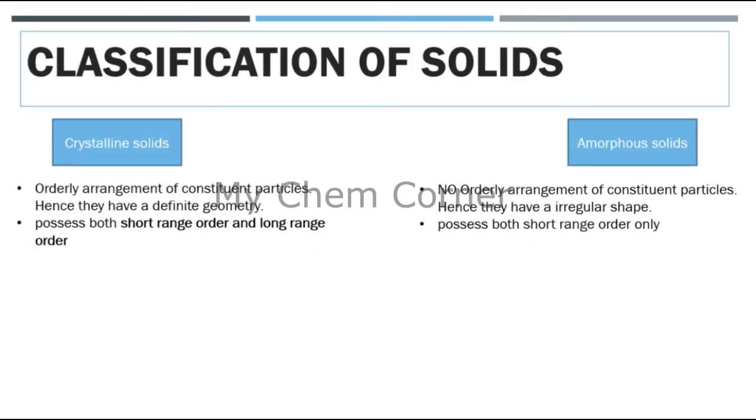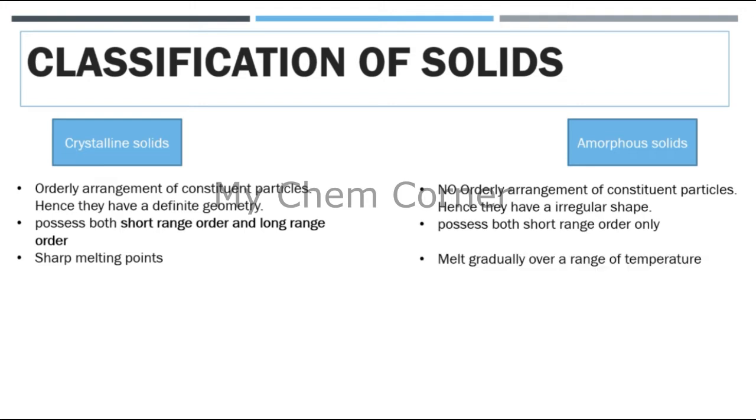Now, the next point of difference between both: crystalline solids have a very sharp melting point. They have a very defined geometry. They have a very consistent arrangement of particles. So when the melting point is measured, they will give a very sharp melting point, a single value.